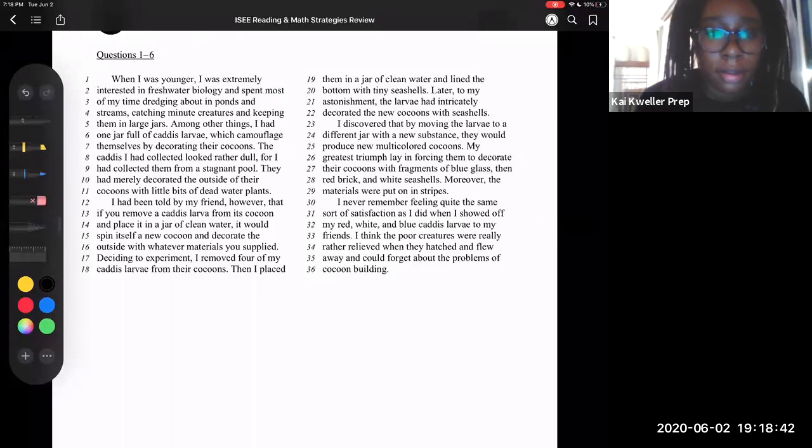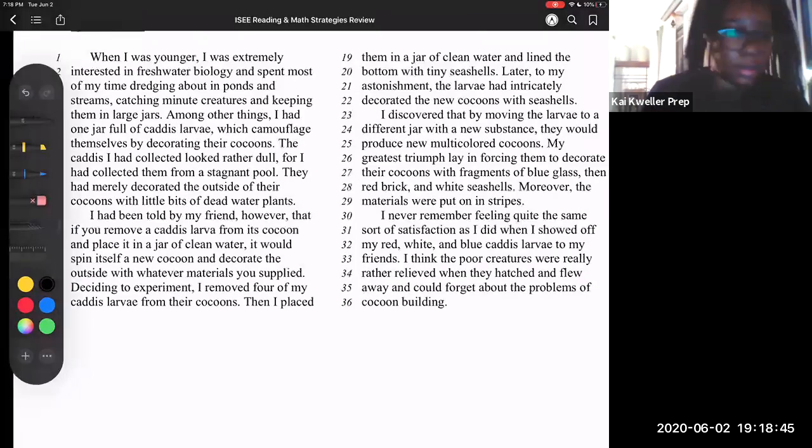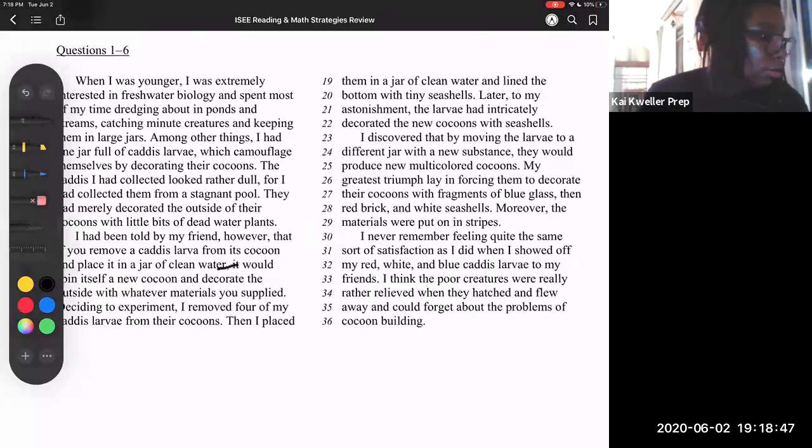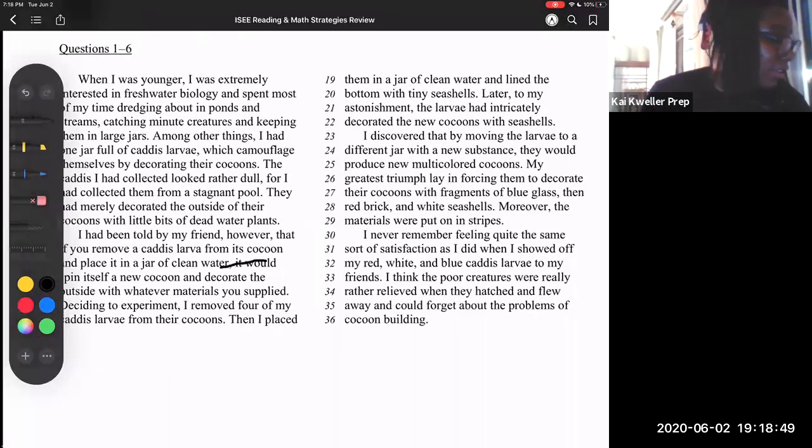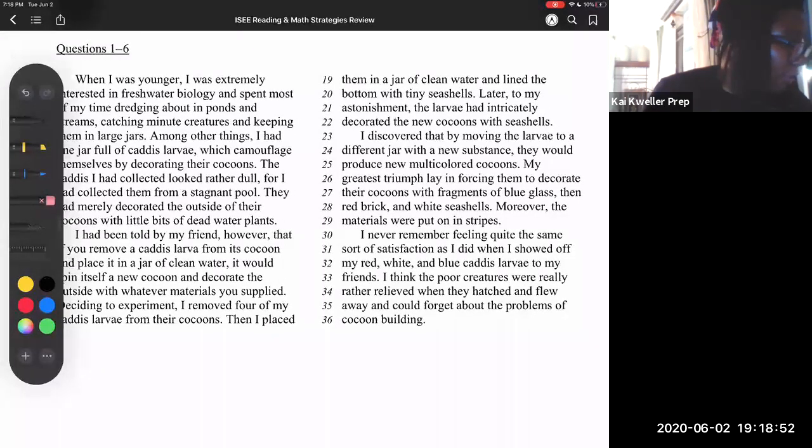Can you make it a little larger for the students to see also? If you just plus it out. Yeah, let's make it maybe larger. This is as large as it's going to go before it's off the page.